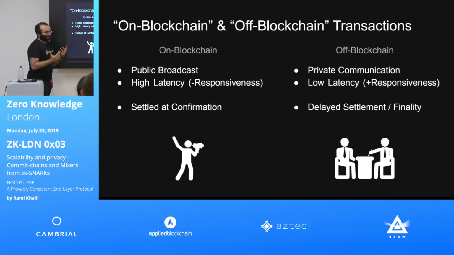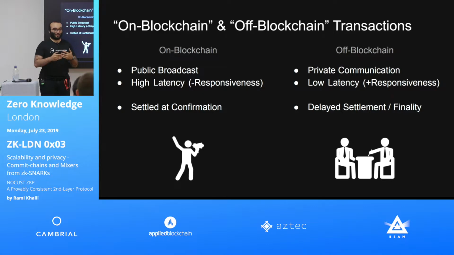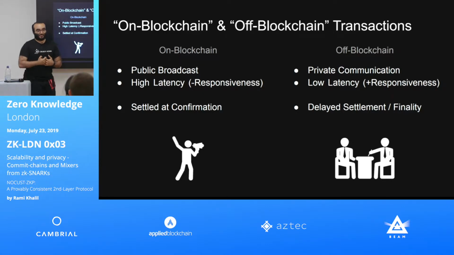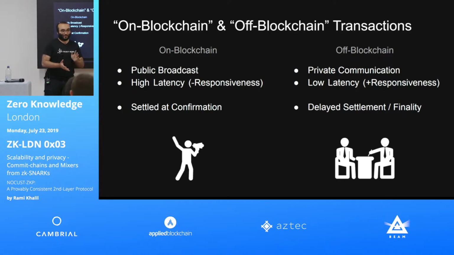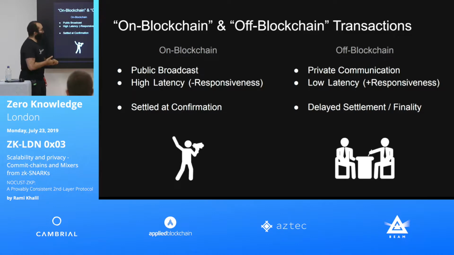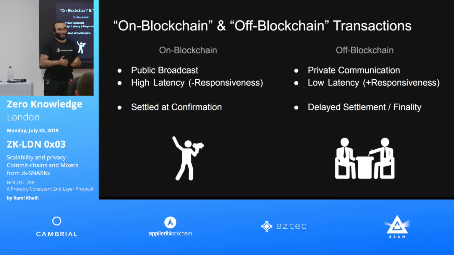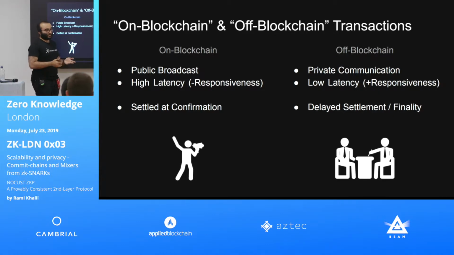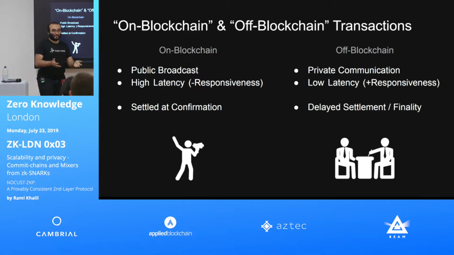If you're doing transactions on the blockchain, you essentially throw your transaction into the mempool and then hope at some point that it gets included in one of the blocks, and then you get some kind of confirmation of its inclusion in the blockchain. One downside of this is that you have very high latency on the guarantee of inclusion of your transaction. Essentially, you can throw in a transaction with a very low transaction fee and then wait forever and never get it included.